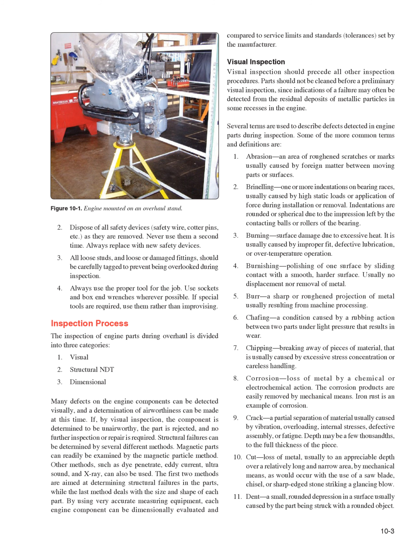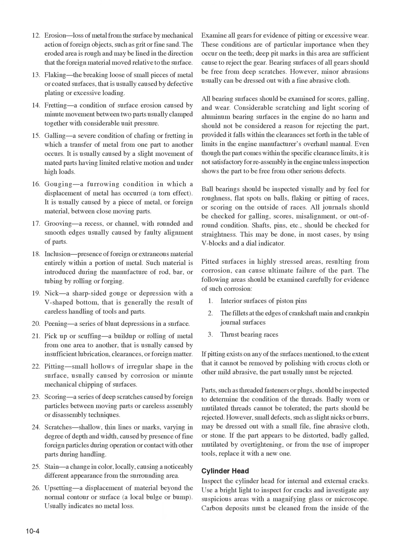10. Cut, loss of metal, usually to an appreciable depth over a relatively long and narrow area, by mechanical means, as would occur with the use of a saw blade, chisel, or sharp-edged stone striking a glancing blow. 11. Dent, a small, rounded depression in a surface usually caused by the part being struck with a rounded object. 12. Erosion, loss of metal from the surface by mechanical action of foreign objects, such as grit or fine sand. The eroded area is rough and may be lined in the direction that the foreign material moved relative to the surface.